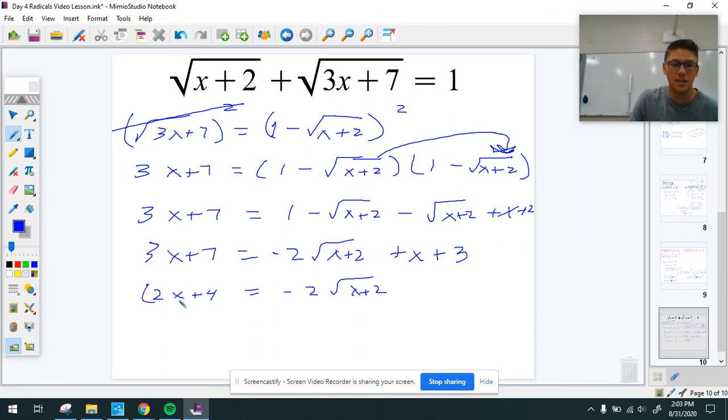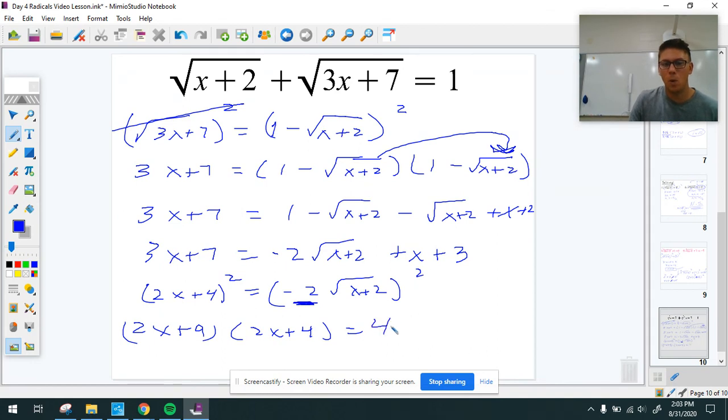Right here, we could do this. Square, square. 2x plus 4 times 2x plus 4 is equal to, make sure you square this, 4 times x plus 2. So all you have to do to solve this from here, do a whole bunch of distribution. After you've done the distribution, it's going to be a quadratic, set it equal to 0, solve it from there. But what I'm showing in this portion of the video is that when you have 2 of these here, you cannot just square square. What you have to do is isolate one of them, square both sides.